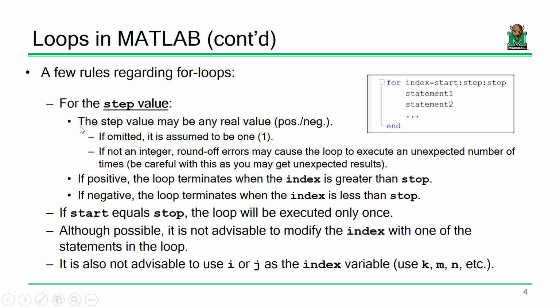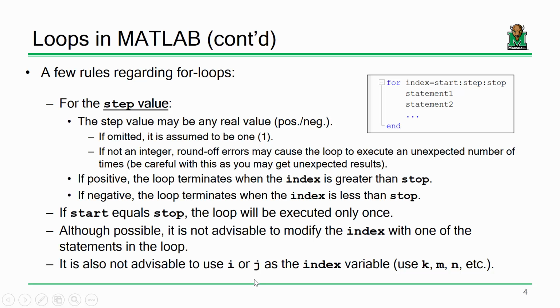Now, once start is equal to stop, then it will only execute it once. If the start and the stop are the same, then essentially the cycle will only repeat 1 time. And the index itself, the variable that you use for the counter, can be adjusted inside of the loop, but that's not advisable because it automatically is going to be adjusting the counter within the for end.